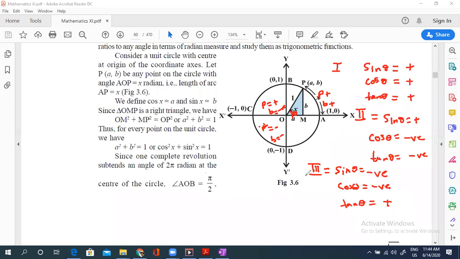Now, fourth quadrant. Again, sine theta. Tell me. Sine theta is negative, cos theta positive because the x component is positive here. So base is positive, perpendicular negative, tan theta negative, right?